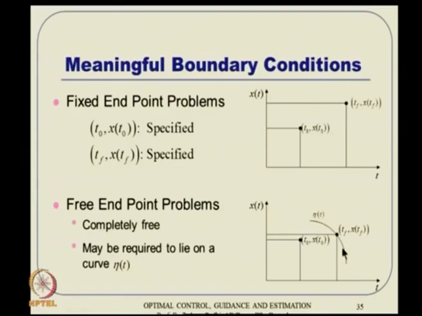It does not matter where you join, but as soon as you join the orbit and then have the orbital condition, then that is the orbit that you are going to follow from there onwards. So, that kind of thing requires the free endpoint problem formulation, where it is not completely free, but the final point is required to lie on a curve.